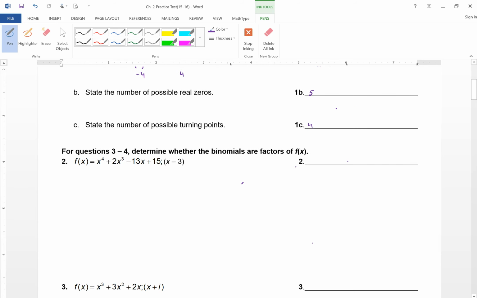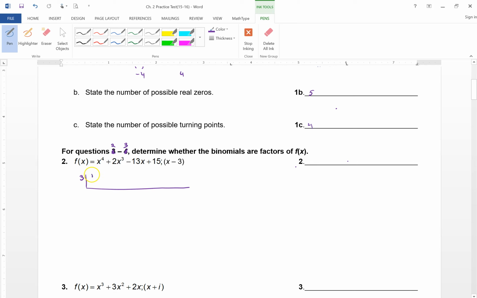All right, here, this should say for questions 2 and 3. And we want to determine whether the binomials are factors of f of x. So we're going to synthetically divide. And how do we know if it is a factor? If the remainder is 0. So here we have exponents of 4, 3. We're missing the 2. So watch out for that.